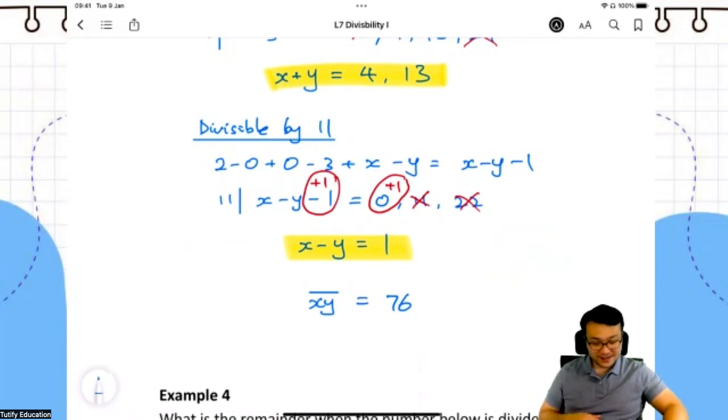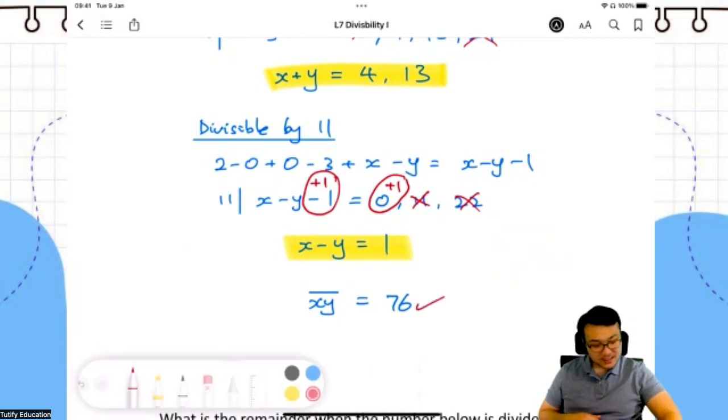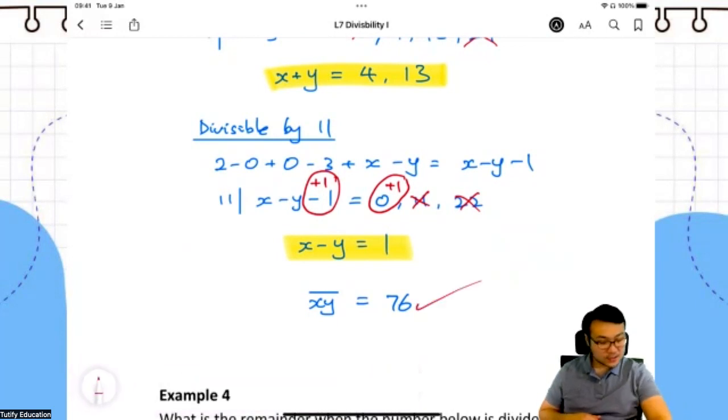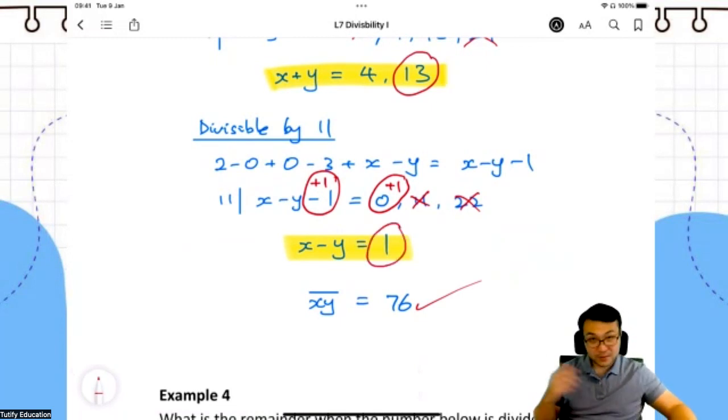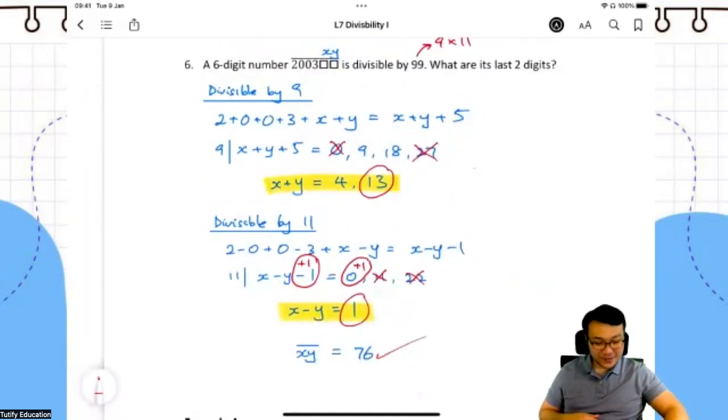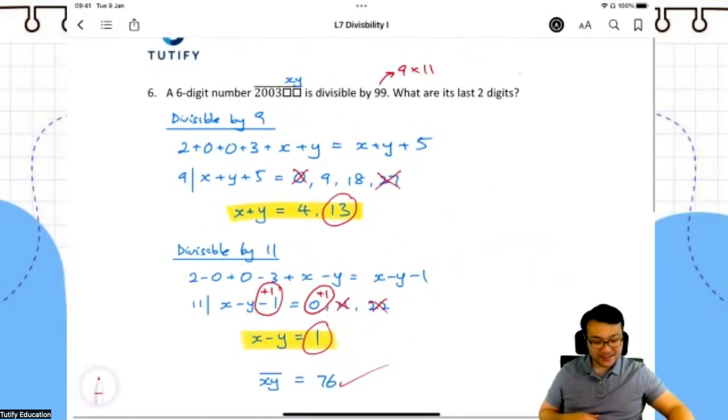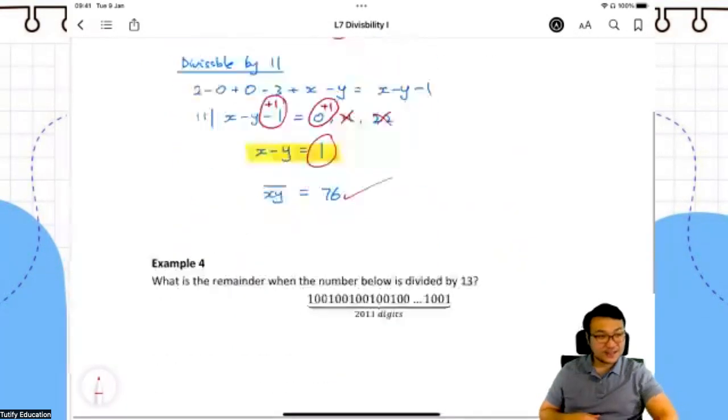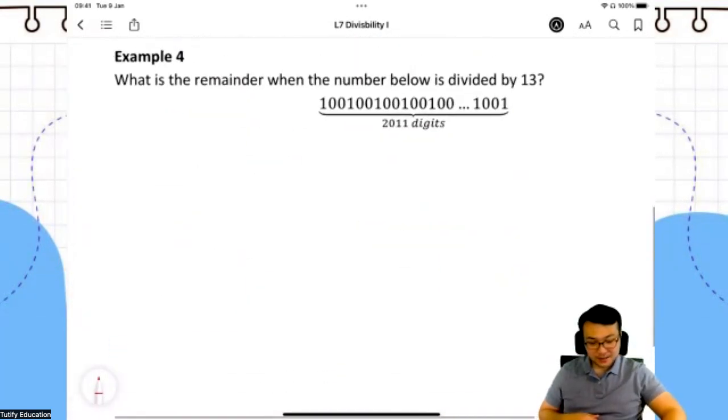Very good, Embriel. You got it. It satisfies everything. You take 7 plus 6, you get 13. You take 7 minus 6, you get 1. Everybody's happy, right? Okay, anyone has any questions? Raise your hand. No? All right, then let's try the next question.